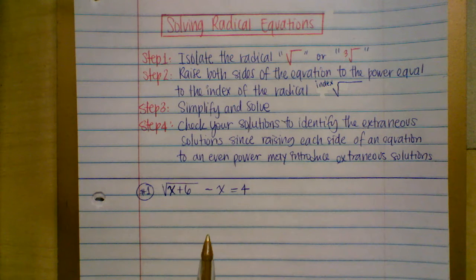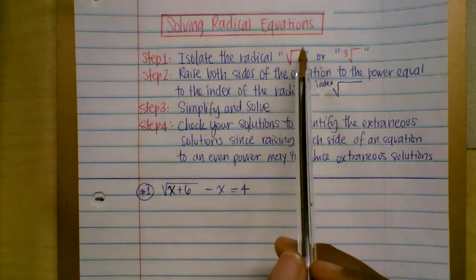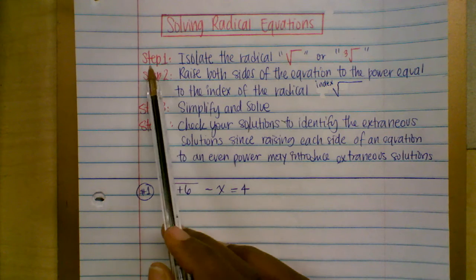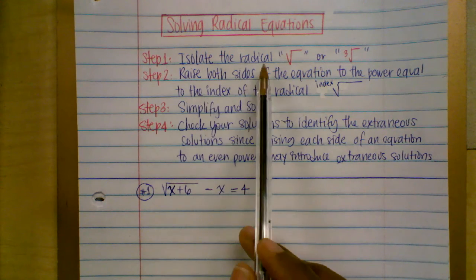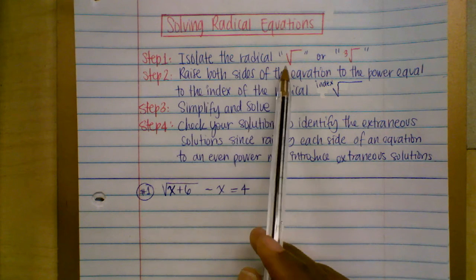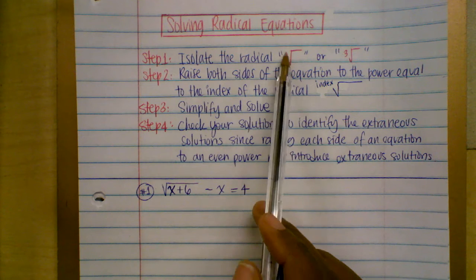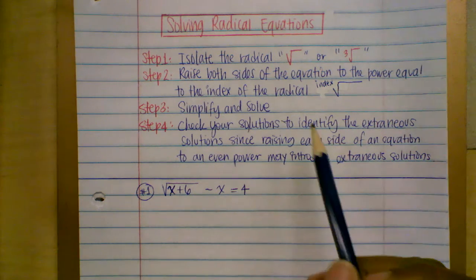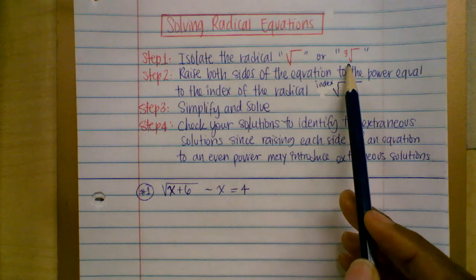So in this video, I'm going to show you how to solve radical equations. I list out 4 steps. The first step is we want to isolate the radical term, basically either the term with the square root or the cube root. So you want to isolate the radical, which can be the square root or the cube root.